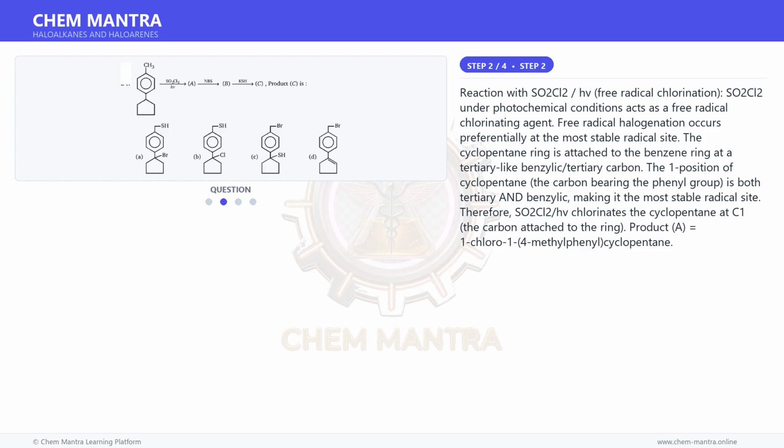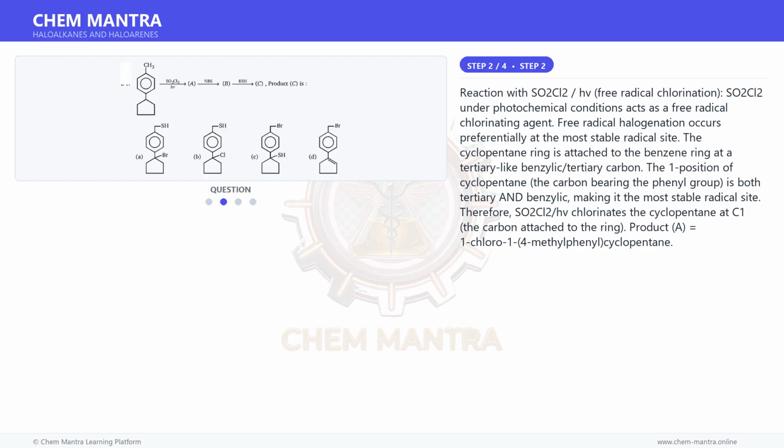Reaction with SO2Cl2, hv: free radical chlorination. SO2Cl2 under photochemical conditions acts as a free radical chlorinating agent. Free radical halogenation occurs preferentially at the most stable radical site. The cyclopentane ring is attached to the benzene ring at a benzylic tertiary carbon. The C1 position of cyclopentane, the carbon bearing the phenyl group, is both tertiary and benzylic, making it the most stable radical site. Therefore, SO2Cl2 hv chlorinates the cyclopentane at C1, the carbon attached to the ring.